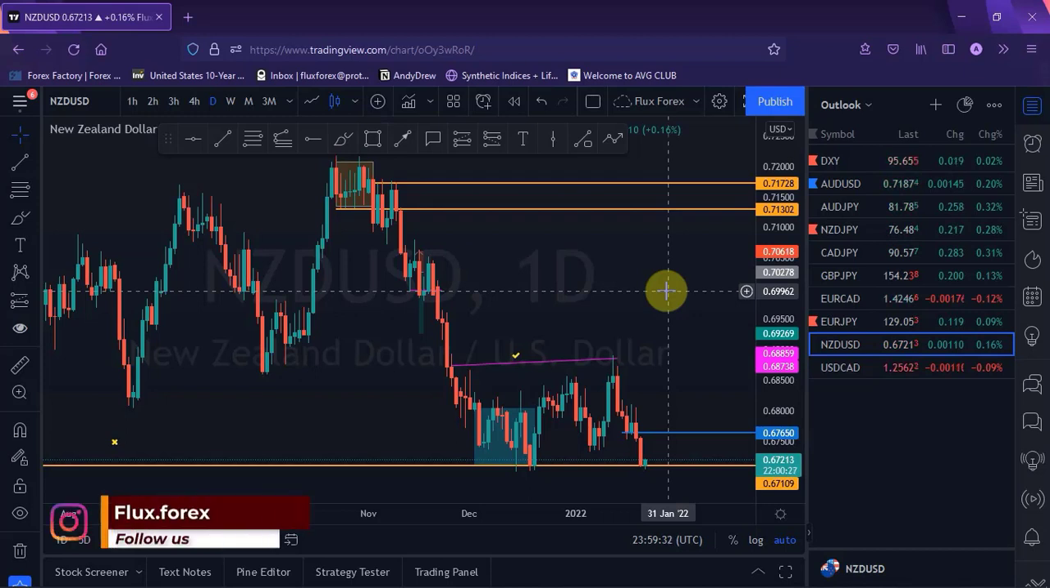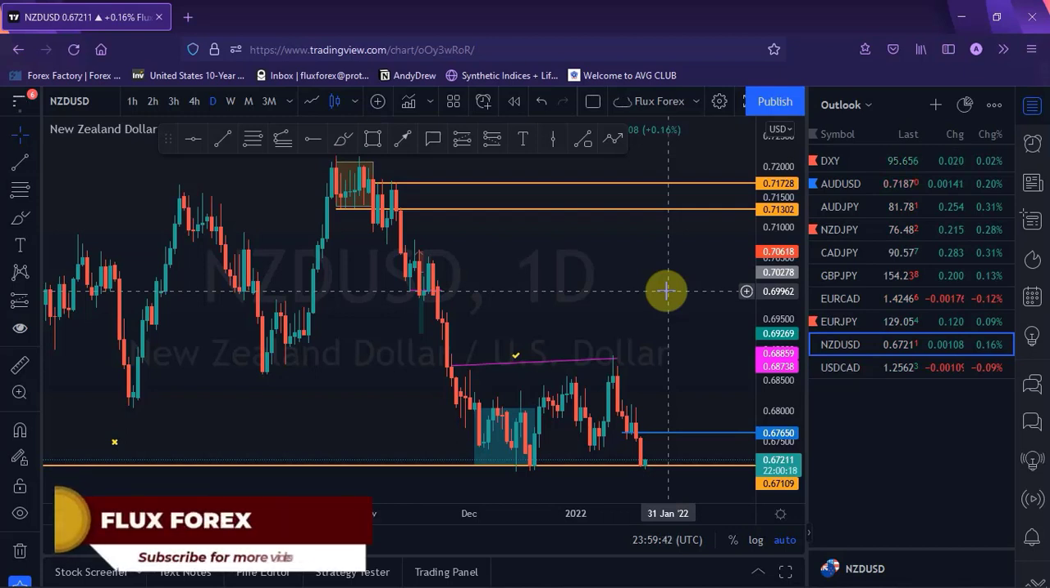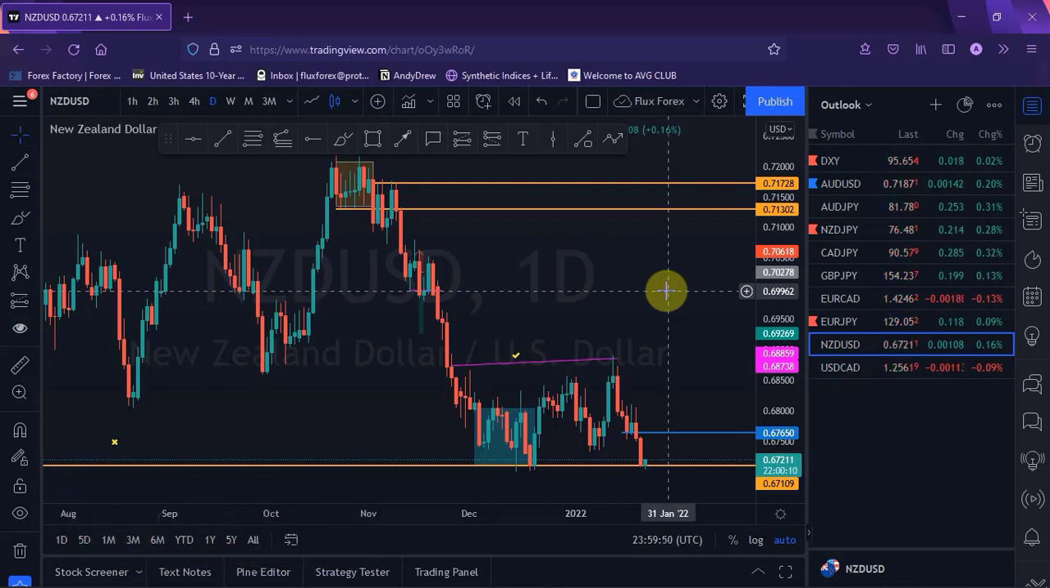And negative correlated pairs are pairs that move in the opposite direction. That means when one pair is moving to the upside, you should expect the other pair to move to the downside. So that is it for correlation. I'm expecting the same approach for NZDUSD.